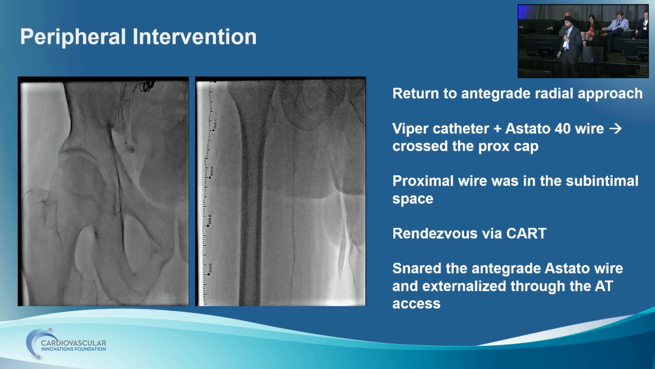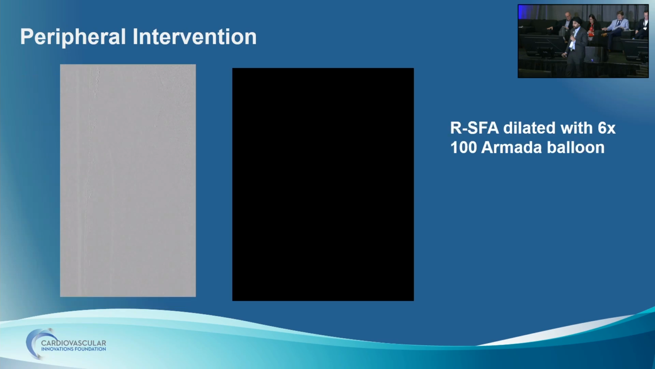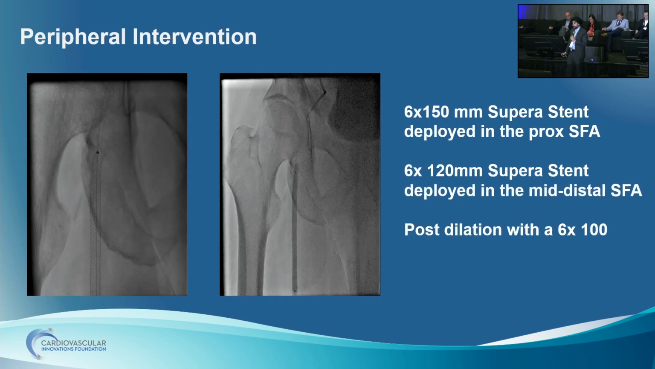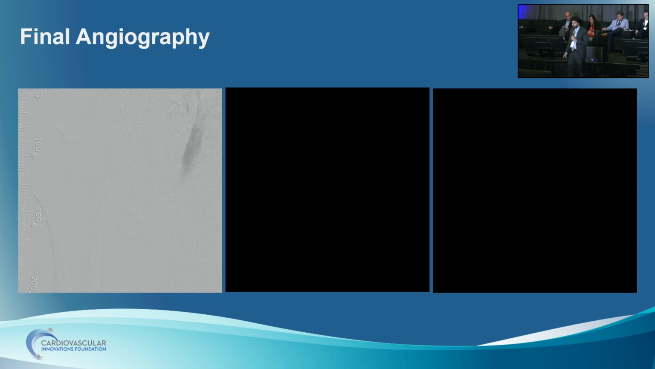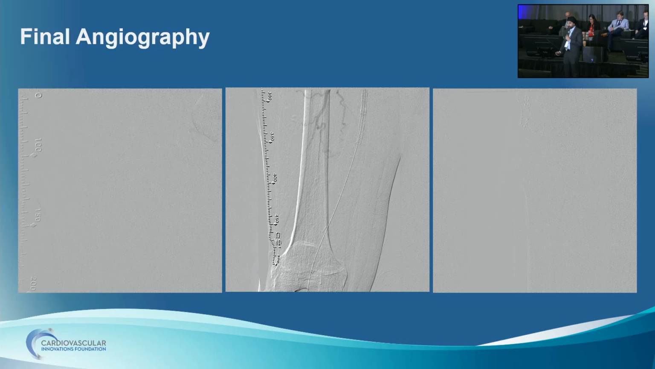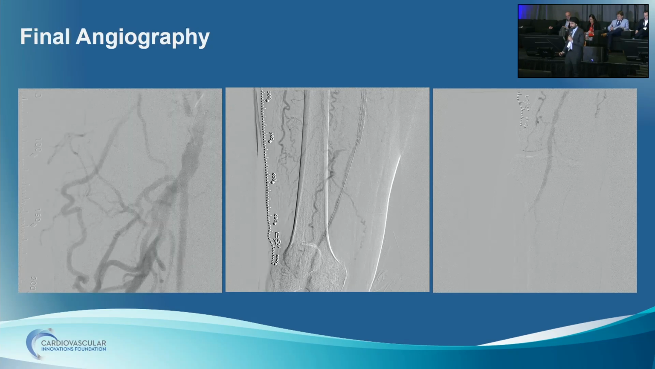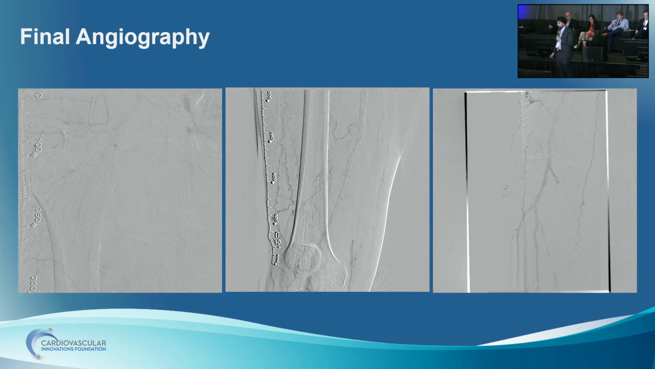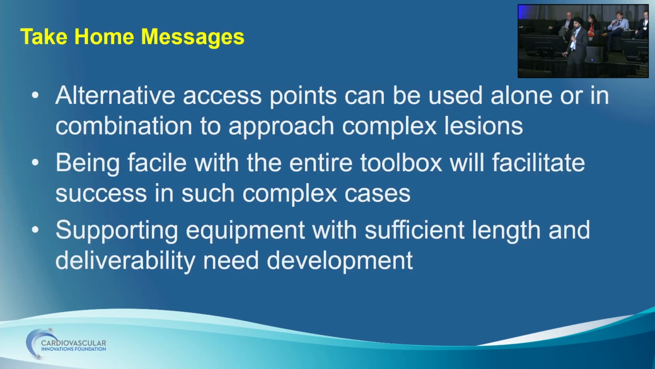We then did rendezvous via CART and then snared out the Stato from below and then swapped it for a safer wire and did the rest of it with an externalized command wire from the radial out the AT. We then dilated with 6.0 balloons, and then at that time we used Supera stents to cover the area that we had dissected and re-entered. And so this was our final angiography here. The patient's symptoms are resolved, and he did much better. We had 2-vessel runoff at the end.